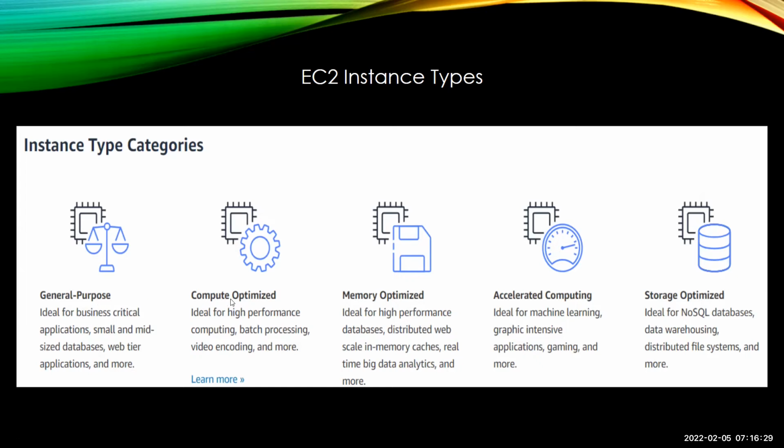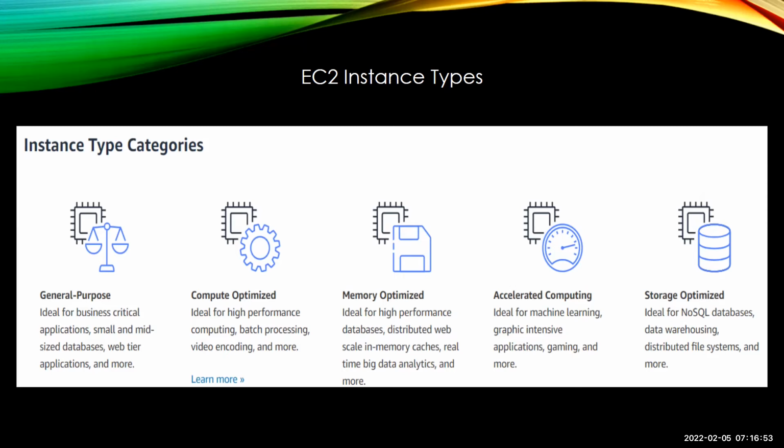If you really want performance, you want to run some jobs, with parallel things happening in your machine, then maybe you want compute optimized. Compute optimized means you will get better CPU in this machine. Memory optimized means you will get better memory in this machine. High memory you will get.